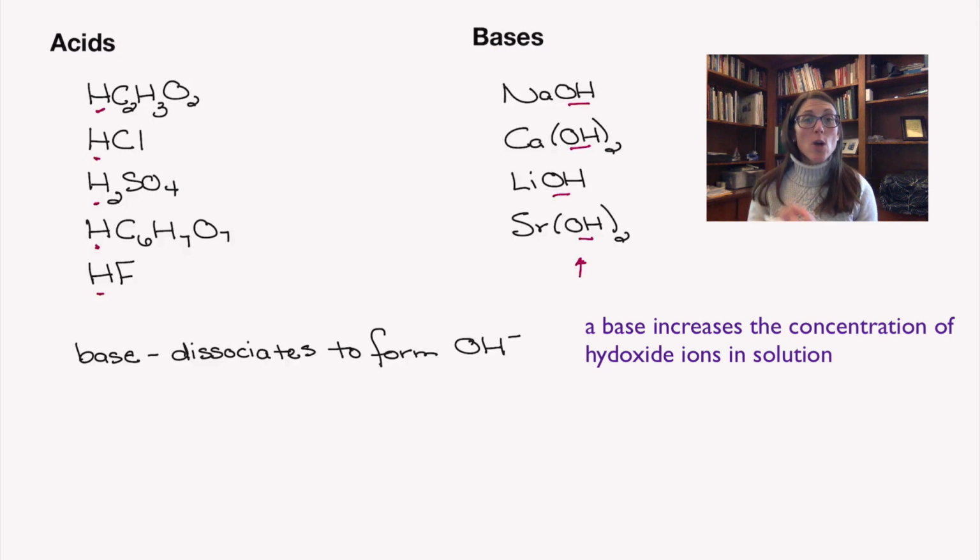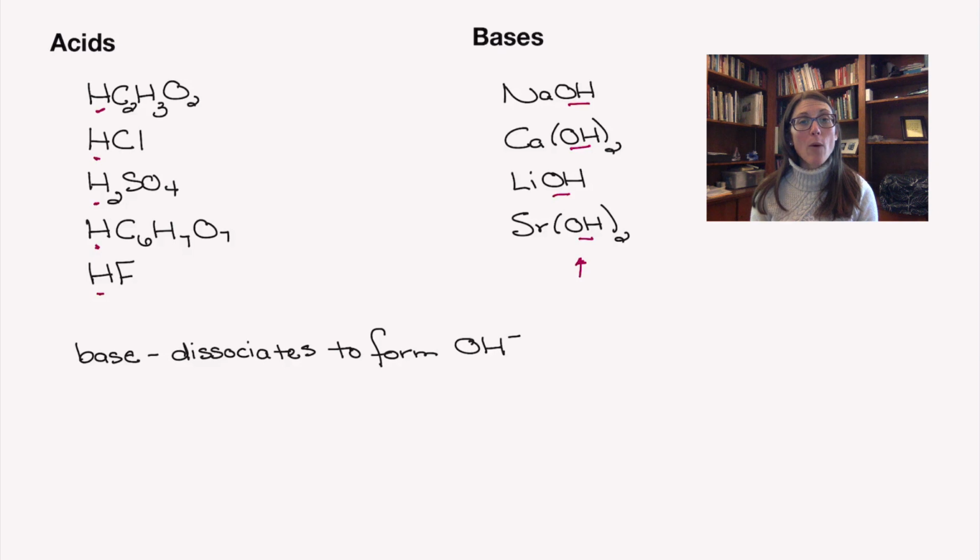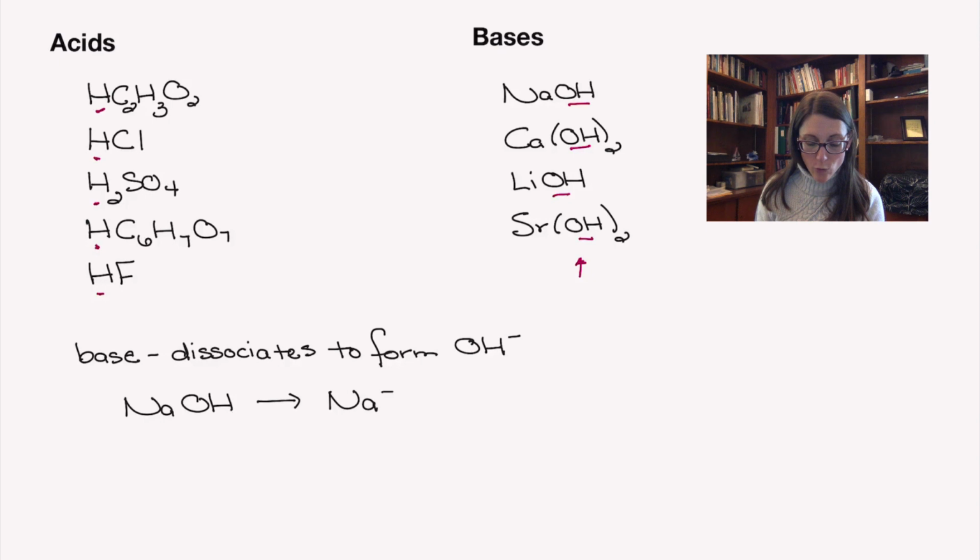Now it turns out that this only happens when you put them in water. However, the water itself doesn't change, it just separates the ions, and since the water is not changing, we typically do not write water in the chemical equation for the dissociation of bases. Instead, what we focus on is our starting base, say in this case sodium hydroxide. It is going to form sodium ions and hydroxide ions.